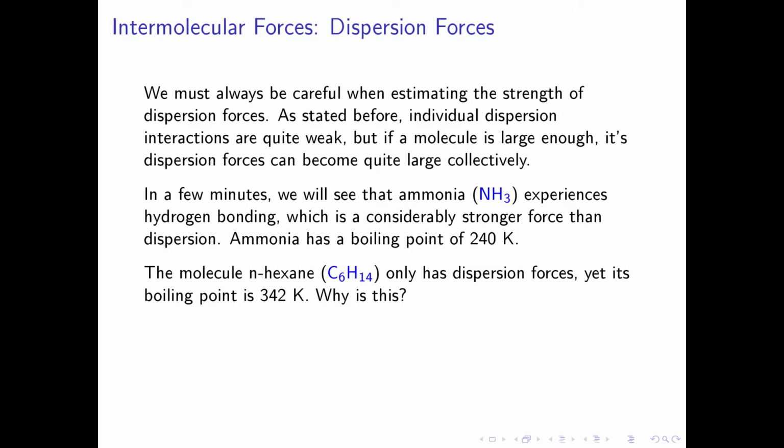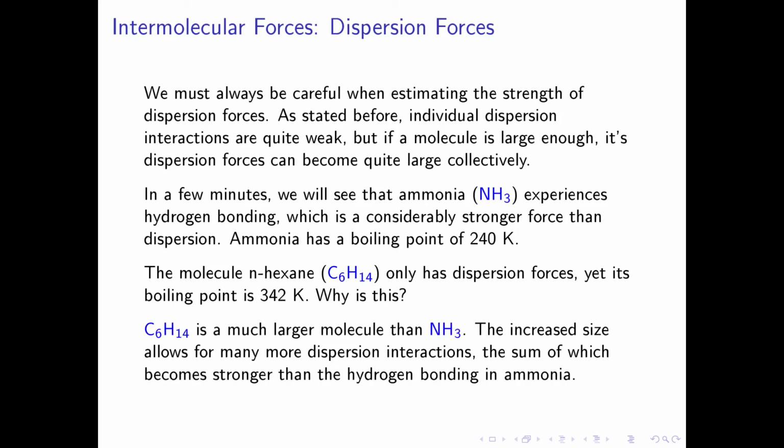As we just saw, the molecule n-hexane, C6H14, only experiences dispersion forces, yet its boiling point was 342 Kelvin. So why is this? Well, it turns out that n-hexane, C6H14, is a much larger molecule than ammonia, NH3. The increased size allows for many more dispersion interactions, the sum of which becomes stronger than the hydrogen bonding in ammonia.